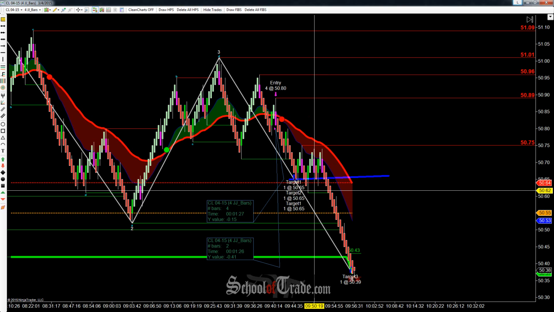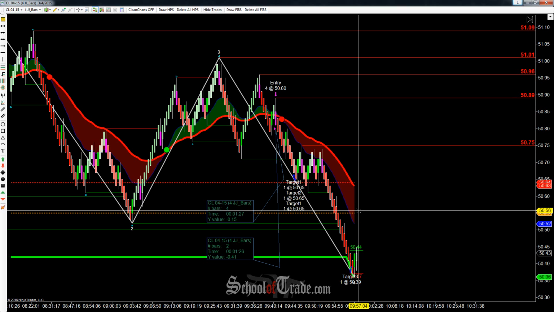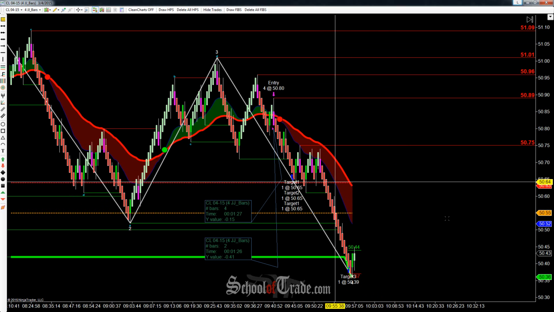I'm much happier taking my profit off here, banking 45 ticks, and if it comes back and stops me at break even, so be it. I'm still up $450 on the trade. So that's what I'm looking at when I'm looking at these dashed lines.